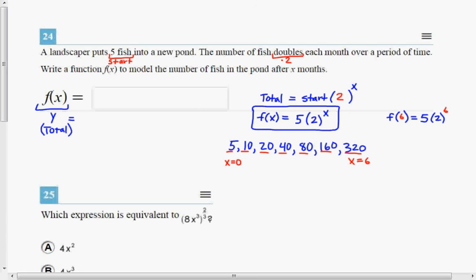Sure enough. So again, if you want to check, make sure that your formula checks out. That's what we have to do. I'd say the trickiest part of that is determining that the starting value, 5, had to correspond with 0 for the x number of months. It was 0 months at the start. So the value of 5, that starting value, corresponded with month 0.